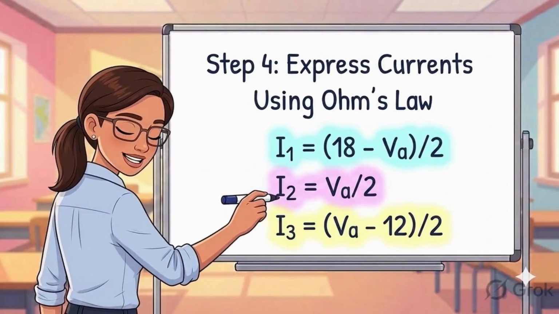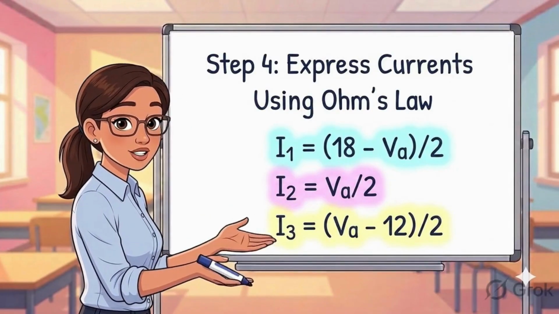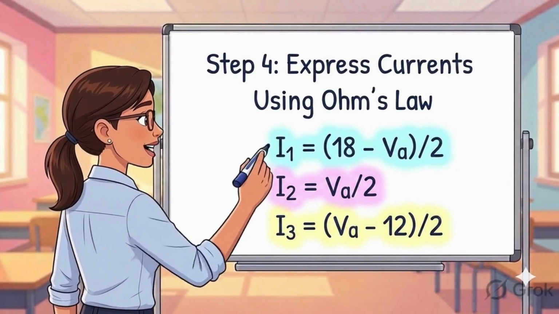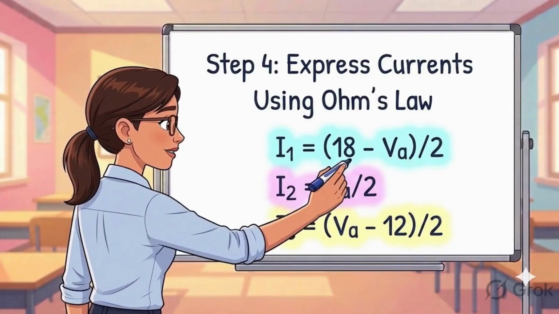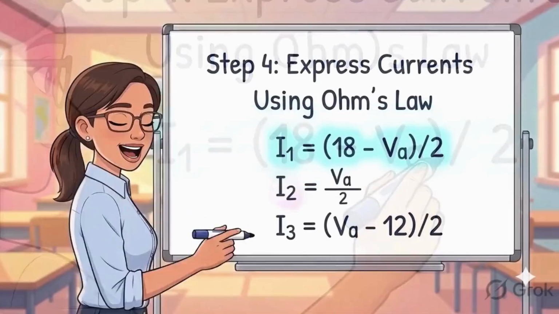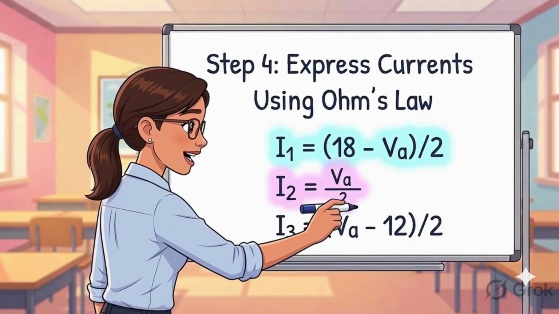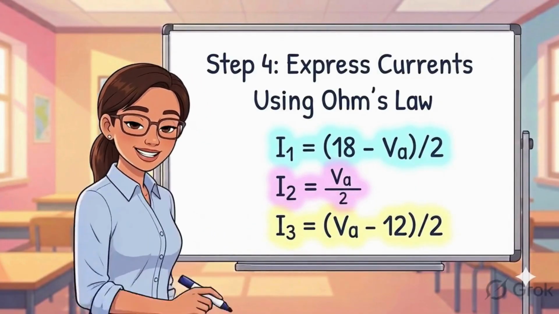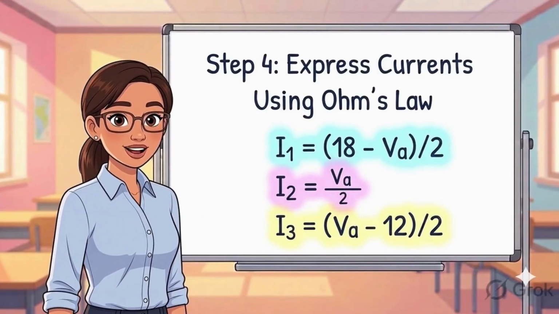Let's assume VA to be smaller than 18 volts and greater than 12 volts. So we write the equation as I1 equals (18 minus VA) over 2, I2 equals VA over 2, and I3 equals (VA minus 12) over 2. This lets us solve for the currents in the circuit.